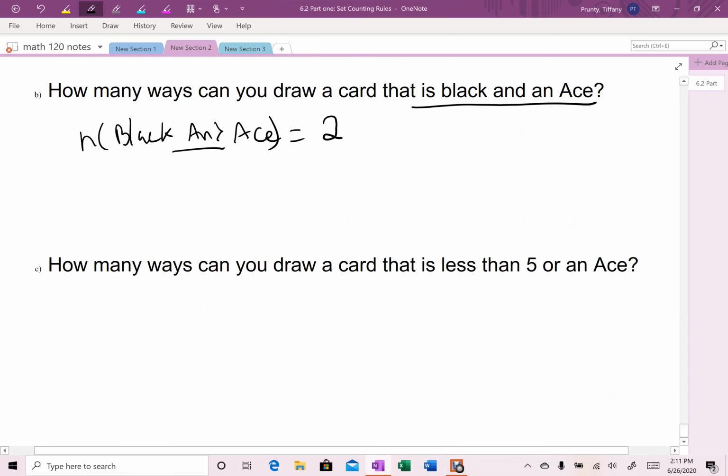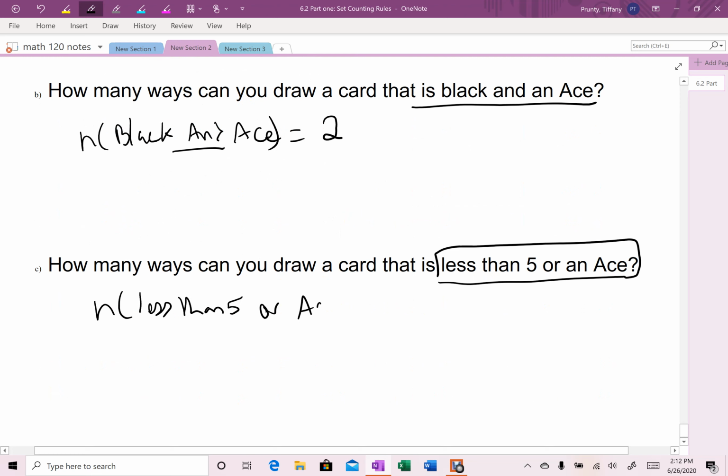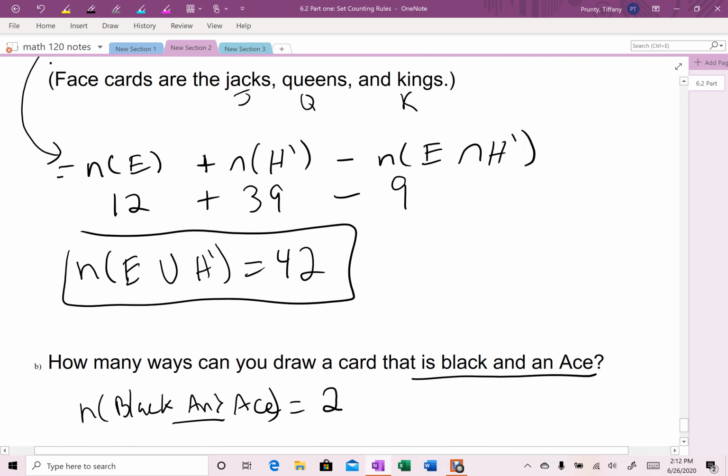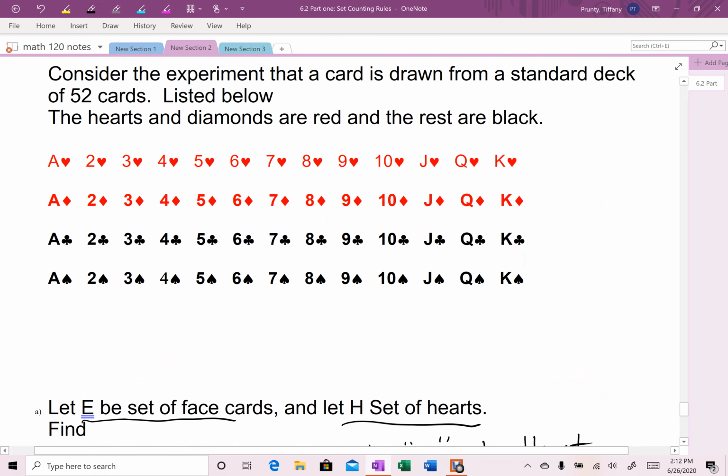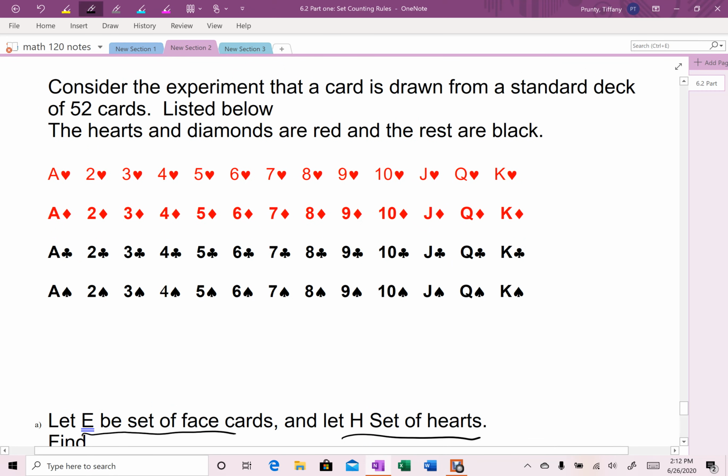All right, the last one. A card that is less than 5 or an ace. So number of ways to get a card less than 5, or it's an ace. Remember, it's less than 5. Less than 5 would be 4, 3, 2, right? Not including 5. It's less than 5. So I go back up here. I want all of the cards that are less than 5. Well, that basically is cutting me off here.